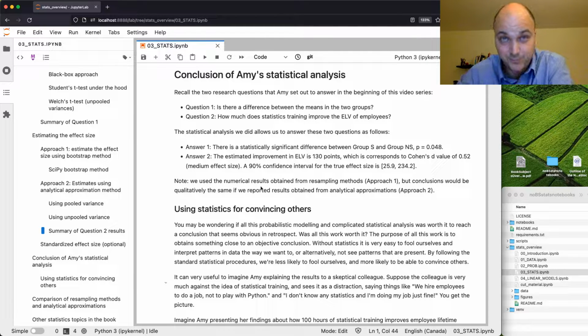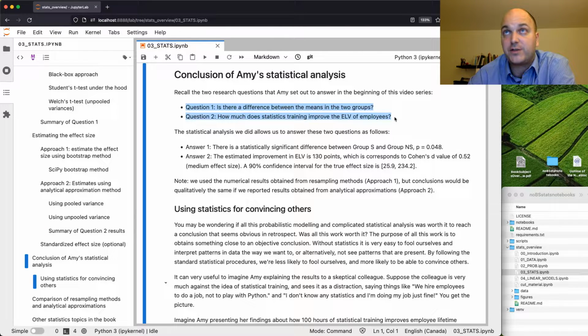Finally, why did we do all of this? It's because Amy had 2 statistics questions, and now she has the answers to them. Is there a difference between the 2 groups? Yes, there is a statistically significant difference between group S and group NS, and the p-value, so the statistical significance, is at the level of p 0.048. So that's the answer as you would see in a science paper using statistics.